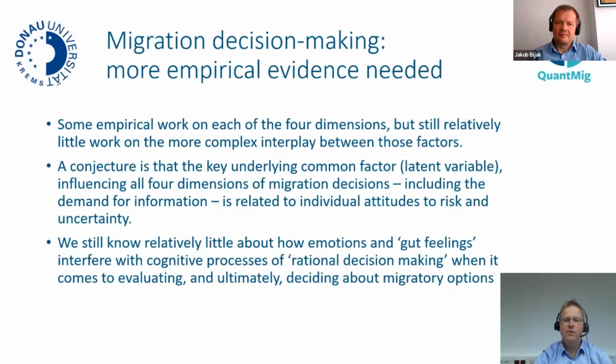Despite the focus of different strands of research on aspects such as aspirations, information, temporality, or human agency in decision-making, the fact that these dimensions are closely interconnected has hardly been addressed. We also know relatively little about how emotions and gut feelings interfere with cognitive processes when it comes to evaluating and ultimately making decisions.